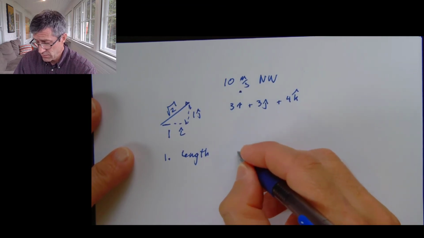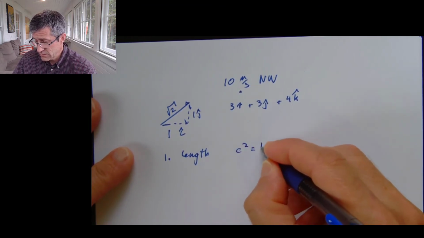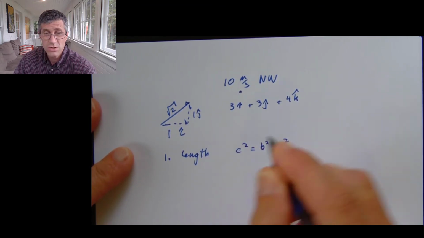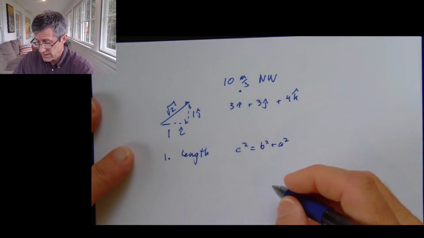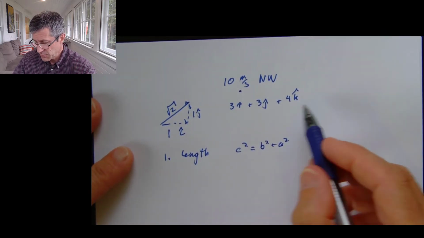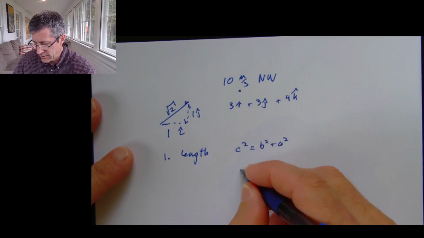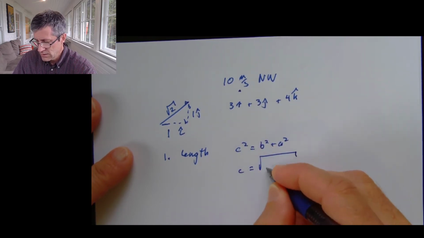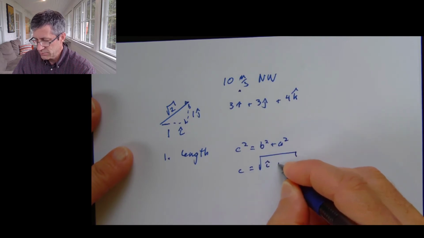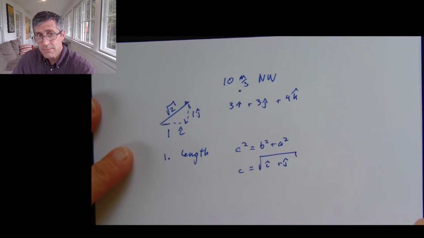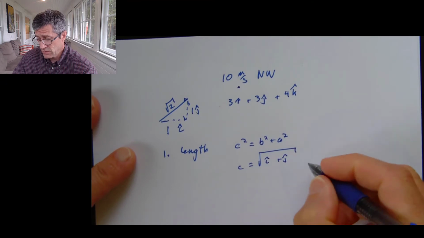So hopefully you remember that for a right triangle, c squared equals b squared plus a squared. It also works for other things as well. So if I have a vector that's described by 2 components, I can find that my length is going to be the square root of my i component squared plus my j component squared. But I can just add another one in here, right? So the math is easy.